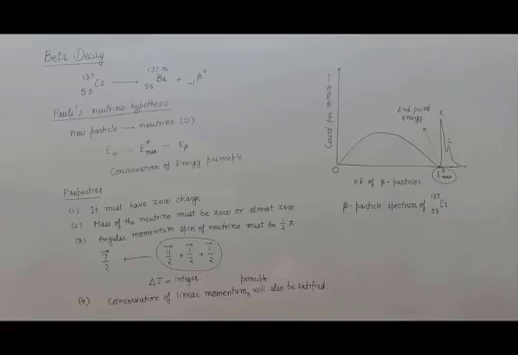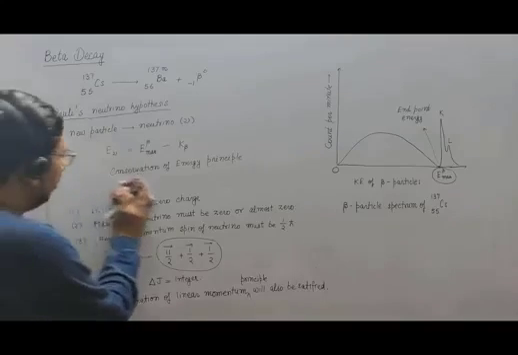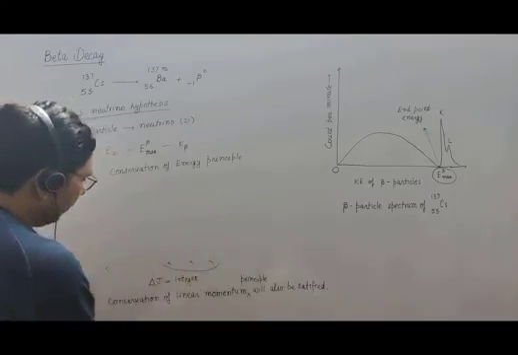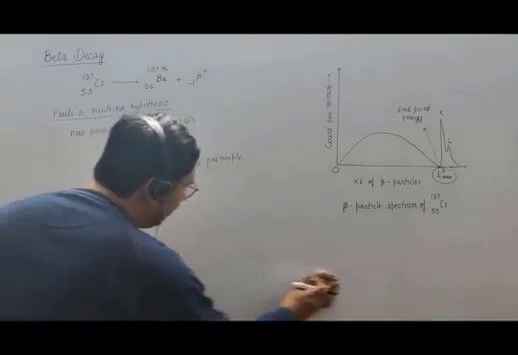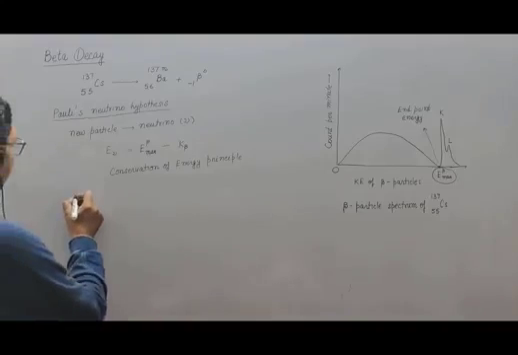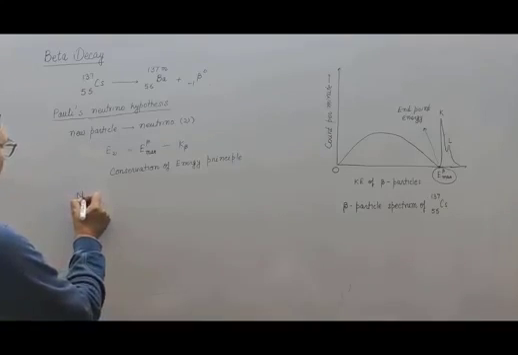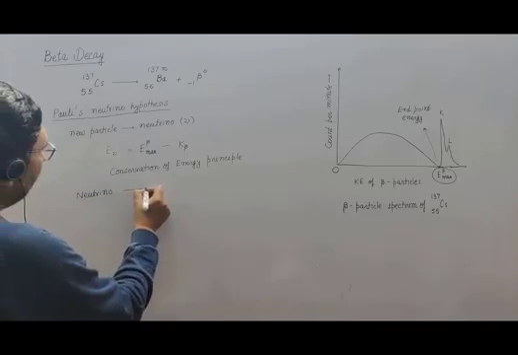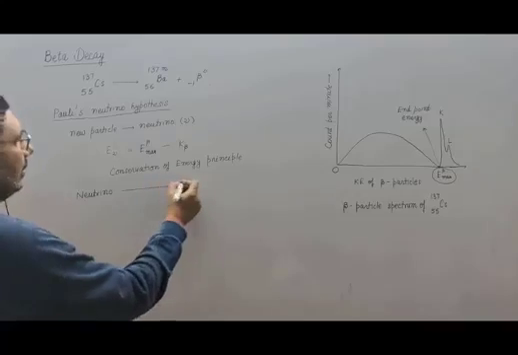So these are the properties of the neutrino. Apart from this, there is one more important fact about the neutrino, and that is that it has an antiparticle.